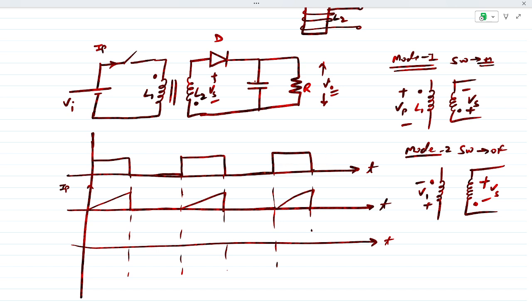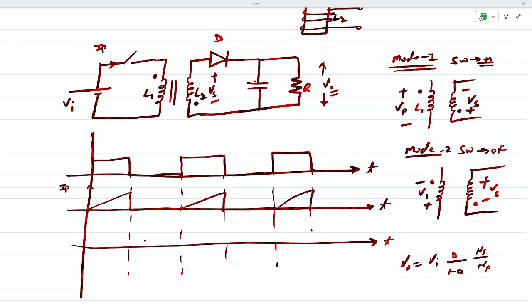And now this V naught is related to V in by this relation. So V naught is equal to V in, D upon 1 minus D. Up to here it is the same as the buck-boost converter, but what is the modification? Ns upon Np. So this is the secondary and primary number of turns.